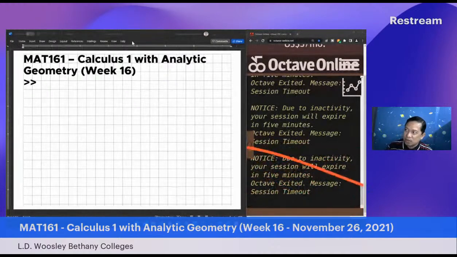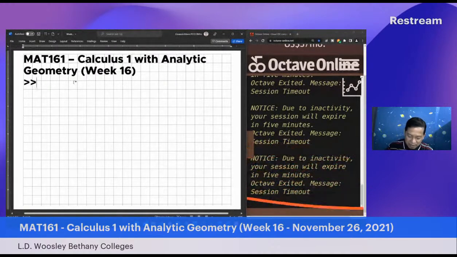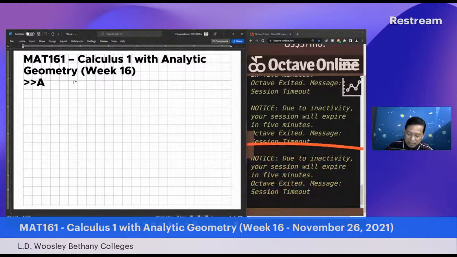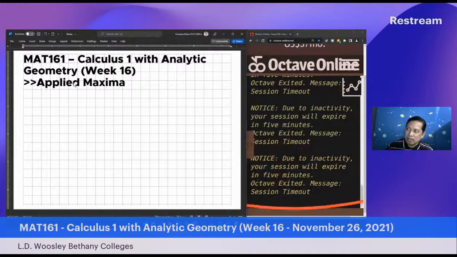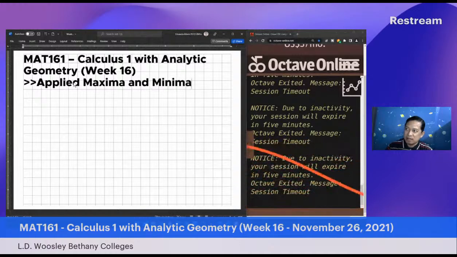First and foremost is the continuation of our maxima minima. So we will have some applied maxima minima here. Maxima minima and applied maxima and minima. So that's the application of differential calculus.